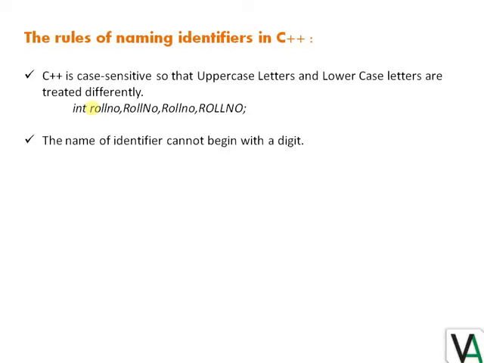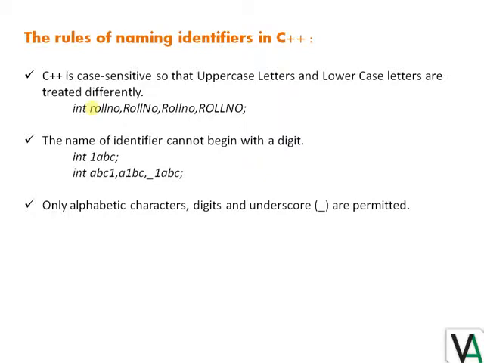Okay, next, the name of the identifier cannot begin with a digit from 0 to 9. So over here I have declared an integer and it is invalid because it is starting with a digit, and if I want to make it correct, I would write it like this: ABC1 or A1BC. The digit can be in the middle or in the last, and the variable name can also start with an underscore. Next, we have only alphabetic characters A to Z, either in lowercase or uppercase, and digits 0 to 9, but a digit cannot be the first letter. Underscores are permitted. Underscore can be anywhere.